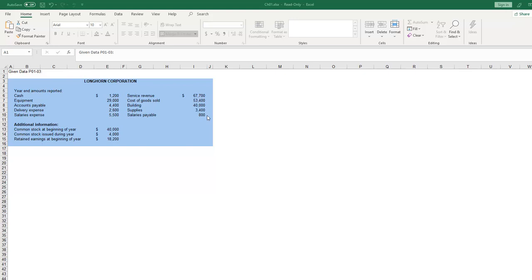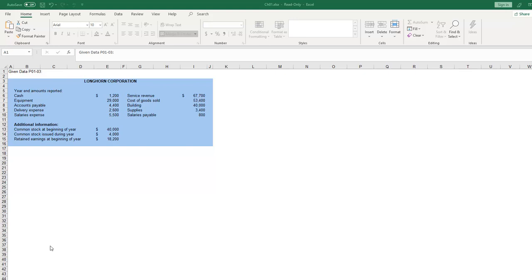In addition, the company had common stock of $40,000 at the beginning of the year and issued an additional $4,000 during the year. The company also had retained earnings of $18,200 at the beginning of the year. What is required? We are going to prepare the income statement, statement of stockholders' equity, and a balance sheet for Longhorn Corporation. All right, so let's get started.